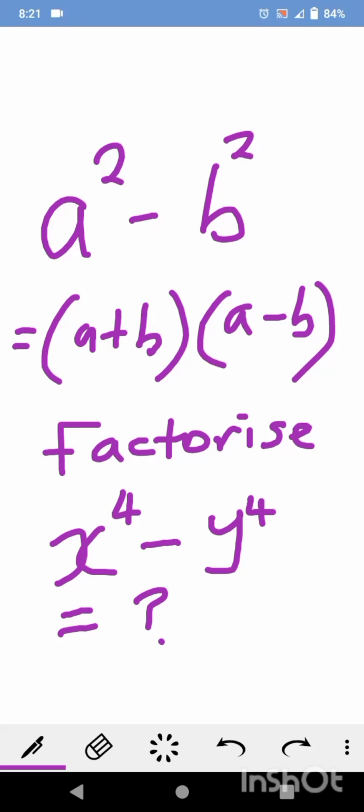Okay, so going by the principles of difference of two squares, we have it that a squared minus b squared is expressed as a plus b, a minus b. So with that knowledge, let's factorize x raised to the power 4 minus y raised to the power 4.